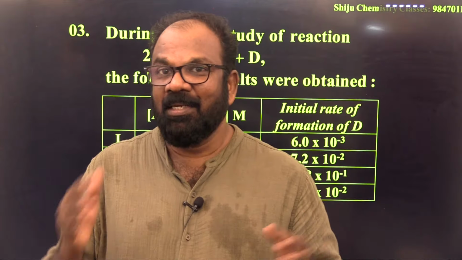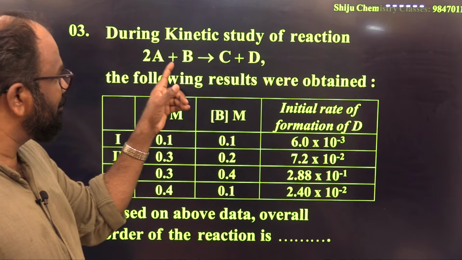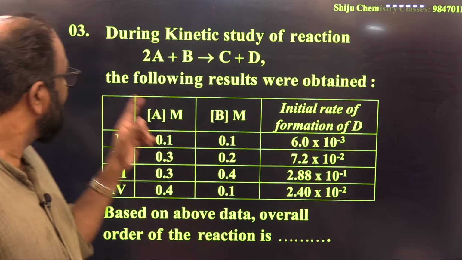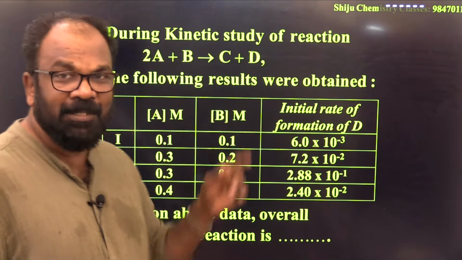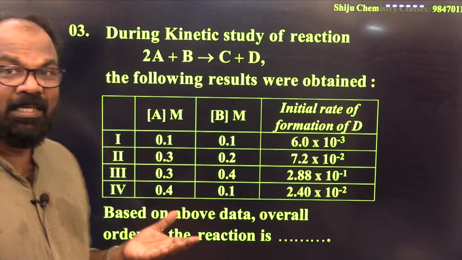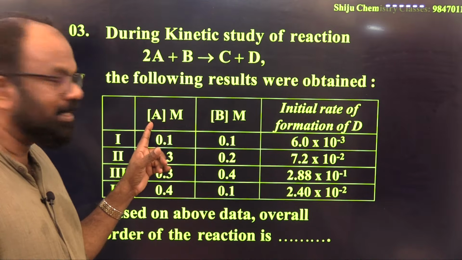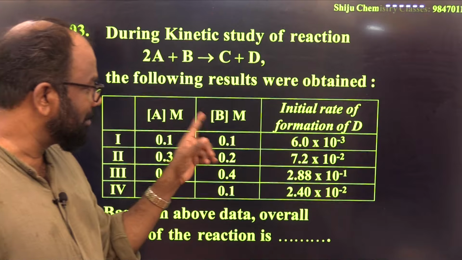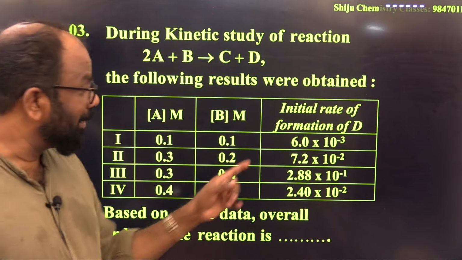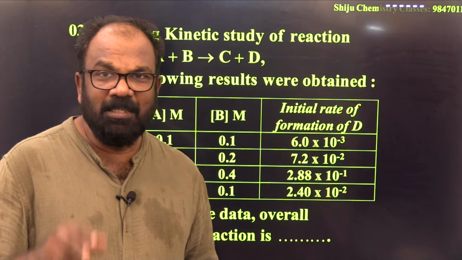Now question number 3, listen please. During kinetic study of a reaction 2A plus B giving C plus D, the following results were obtained. Here a chart is given, consisting of 4 columns. The data given in different columns are: column number 2, concentration of A in molar; column number 3, concentration of B in molar; and column number 4, initial rate of formation of D in moles per liter per second.